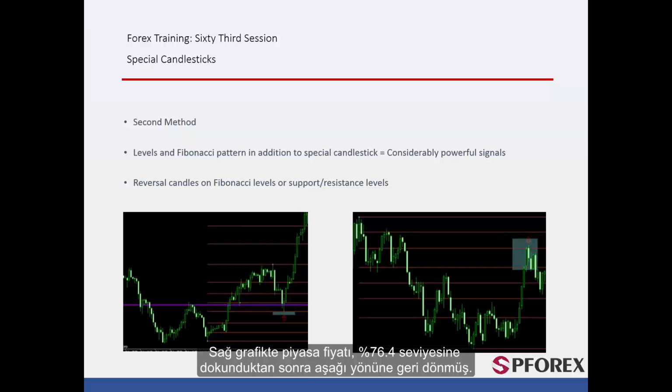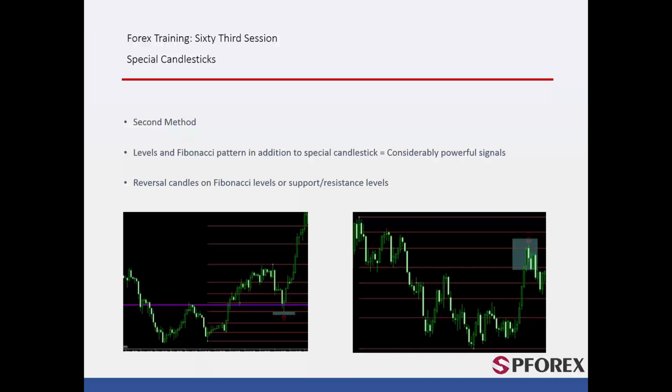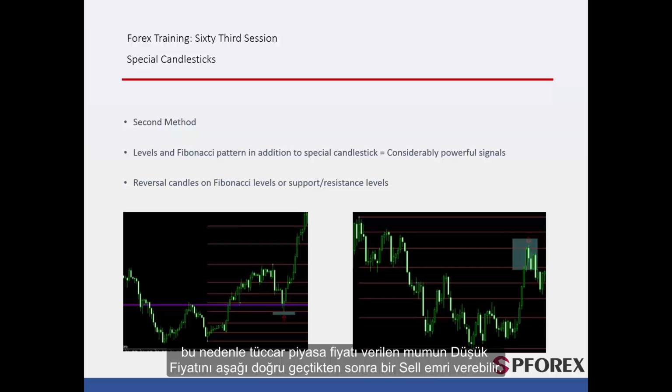On the right graph, a market price has returned to its downward direction after it has touched level 76.4%. A dark cloud has formed on this breakout point. Thus, a trader could place a sell order after market price has passed the low price of the given candle towards the bottom.